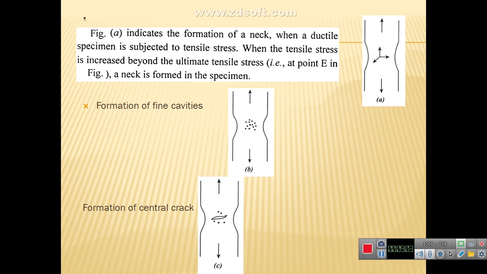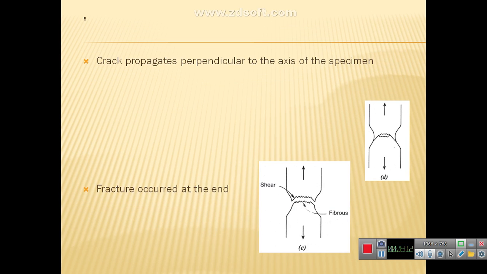Next, the dimples change into a cavity, and a central crack is formed at the neck portion of the object. Then the central crack propagates to the entire surface of the material. Finally, the fracture occurs at the end, and the material is split into two parts. This is the general structural study and the general process that happens in ductile fracture.